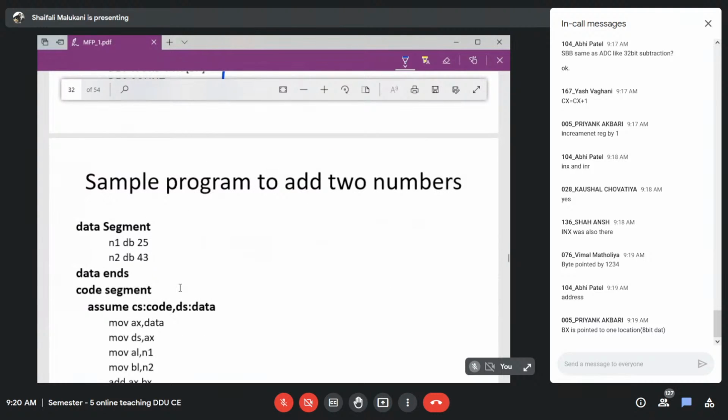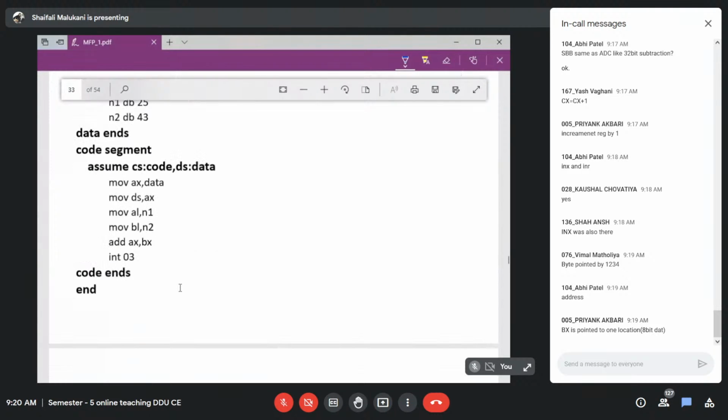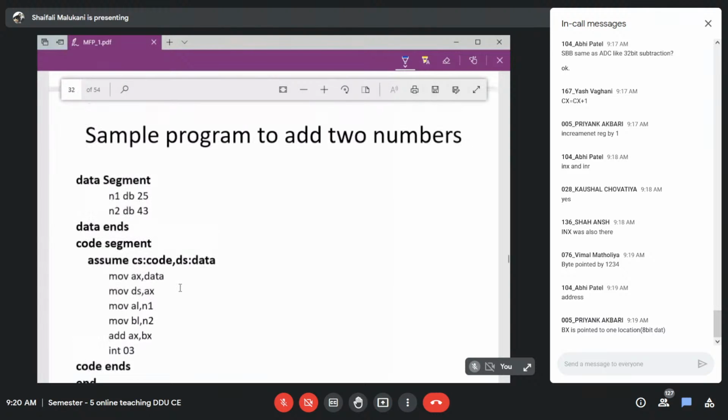Sample program to add two numbers. Just to observe, can you understand this? I think you have already gone through this. Do you understand this? Let me know. Are you clear? In case any discussion is needed, we can discuss. Observe. I will give you a few more and some other programs to deal with.